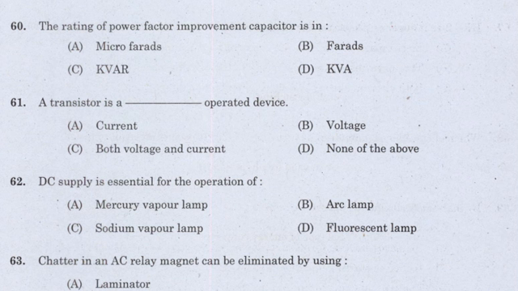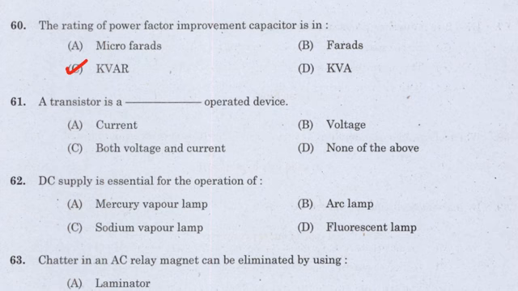The rating of power factor improving capacitor is in microfarad, farad, kVAR, kVA. The right answer is option C, kVAR. A transistor is a dash operated device. Current, voltage, both voltage and current, none of the above. The right answer is option A, current.